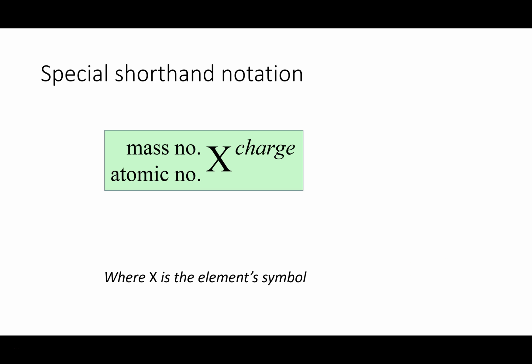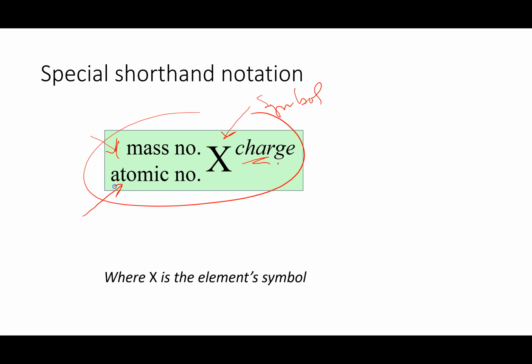So you're going to want to be able to do this, where this is the symbol of the element, and then we have the charge. If there's nothing up there, remember it's neutral. In the upper left hand corner, we have the mass number, so that'll be the bigger of the two numbers. In the lower left hand corner, we have the atomic number.